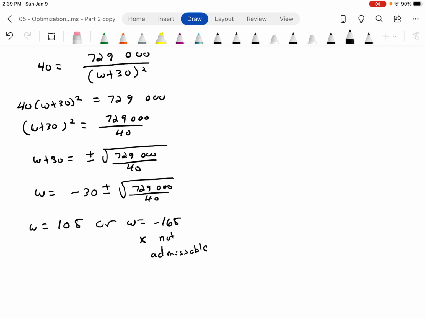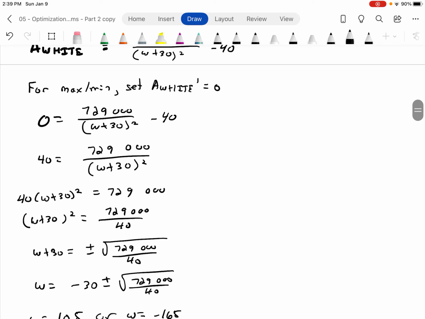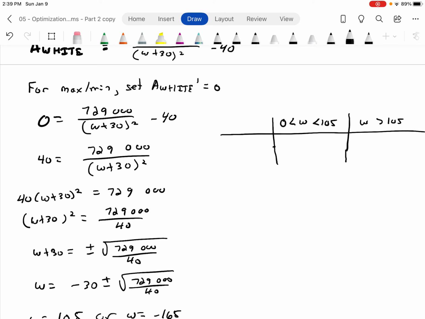So this is where we build our little chart. And so we go over here and we go, okay, the two sections I want to look at are 0 < W < 105. And why am I using 0? Well, there's two reasons, but the most important one is that the lowest the width can be is 0. So that's the lowest I want to talk about. And then I want to look for W greater than 105. I'm really hoping that something's going to happen here, but I won't prejudge what's going to happen. I'll just write it in there.